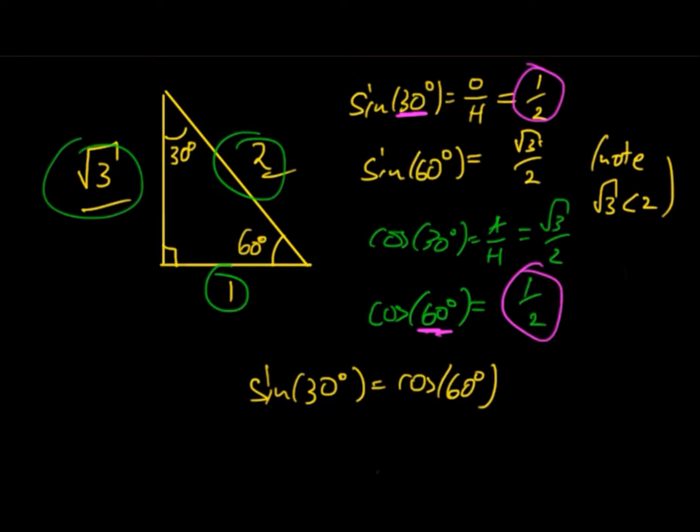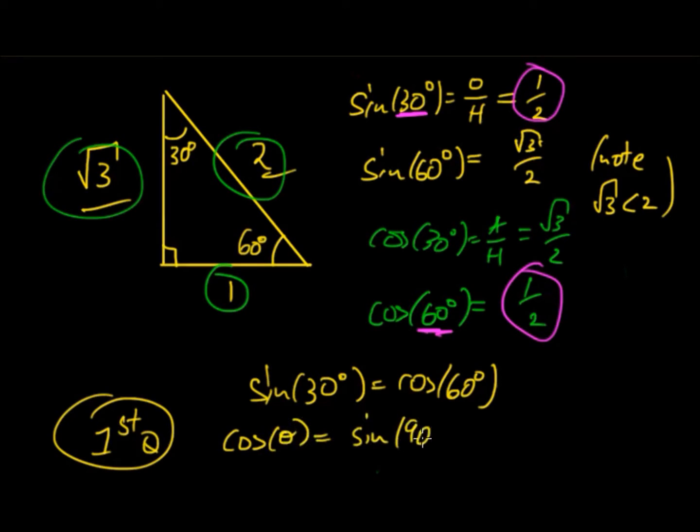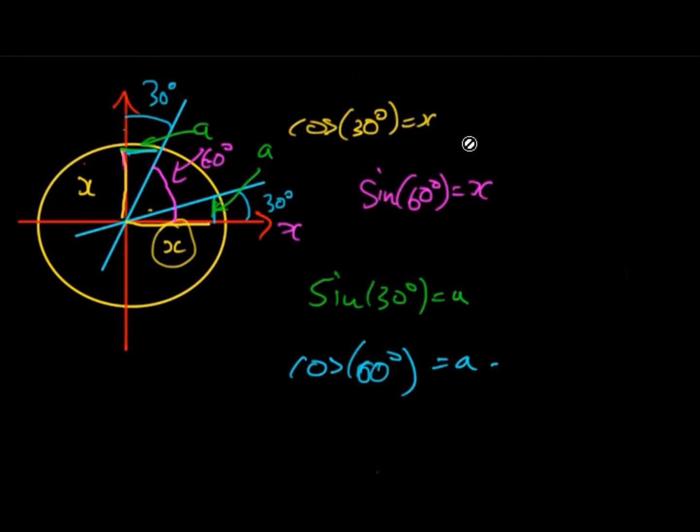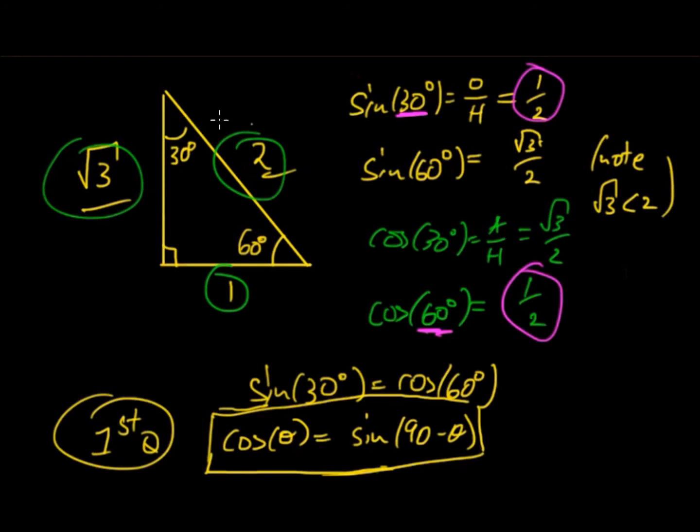So in general, for the first quadrant, we can say that cos theta is equal to sine 90 minus theta. And that is a useful thing to memorize, and you can also put it the other way around, that sine theta is equal to cos 90 minus theta. And that's because of these unit circle properties which we saw before.